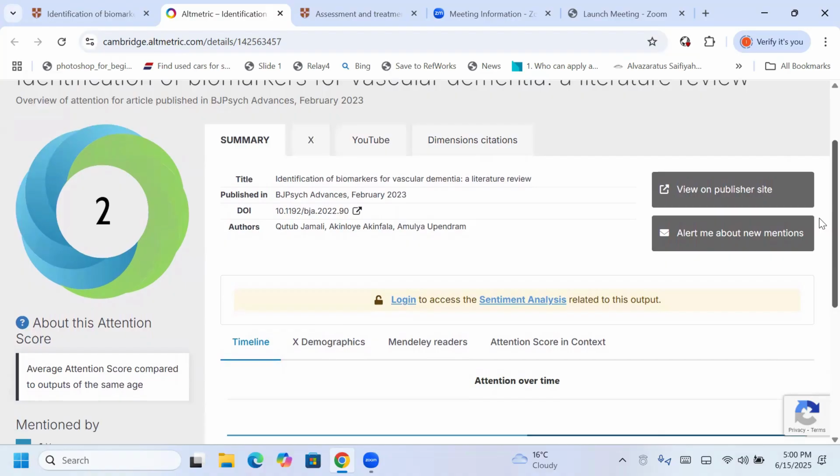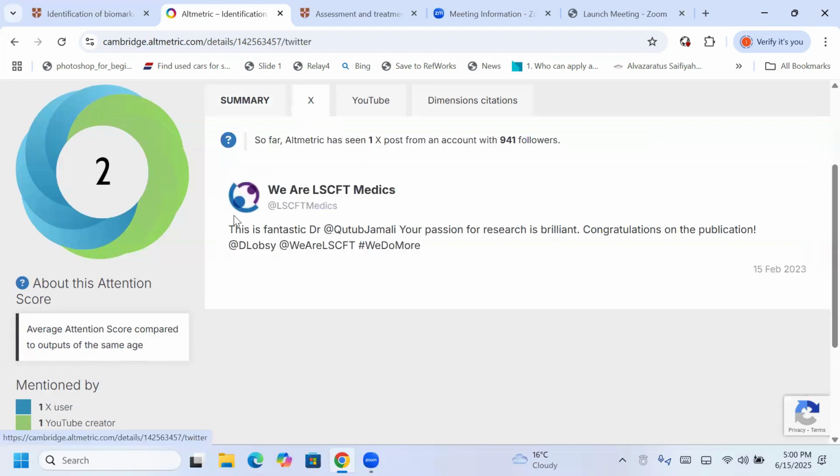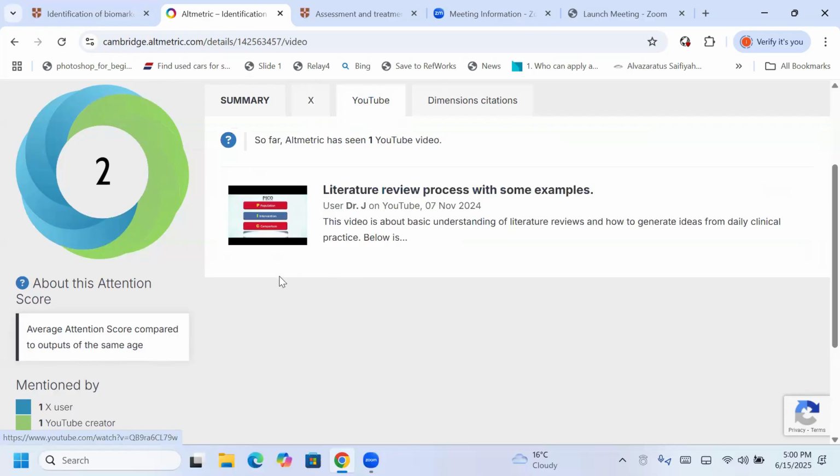So as you can see, there is a summary here, and what that means is it's the average attention score compared to the outputs of same age, that is articles published at that time. If you click on X, it will also show where this article was mentioned. This also shows where this particular article was used on YouTube. Now, basically, this is one of my YouTube videos, but the altmetric does capture this.